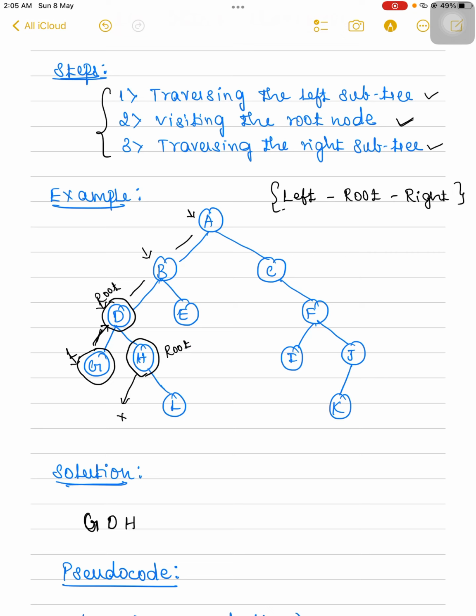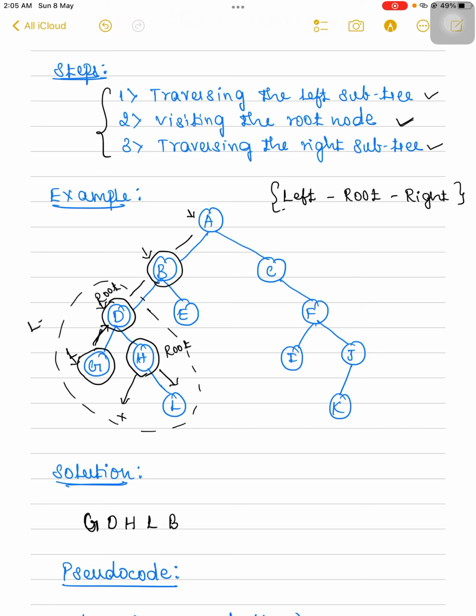After visiting the root node, it has to move to the right node. The right node of H is L, so the node L is visited. Now, the left subtree of the node B is visited. Once traversing the left subtree is over, it is supposed to visit the root node. So the root node is B now next. So the node B will be visited.